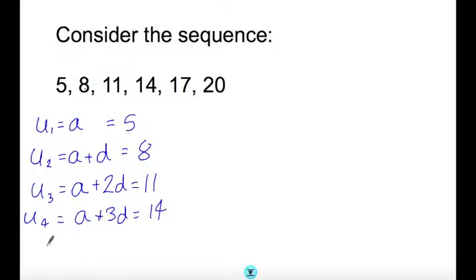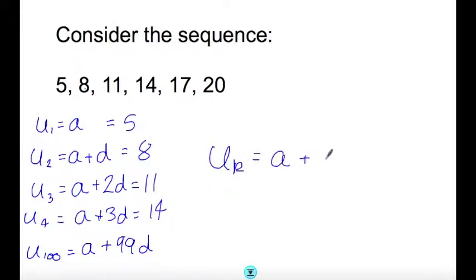So if we wanted, for example, the 100th term, we'd have to do the first term plus 99 lots of the common difference. In other words, whatever term we want, we start with the first and add on one less lots of common differences. So in general, if we want the kth term, we use the first term plus (k minus 1) lots of the common difference. That's your first formula.